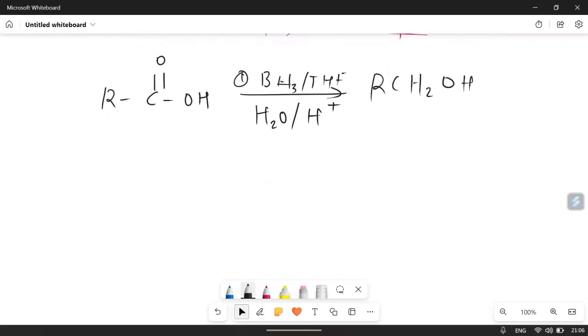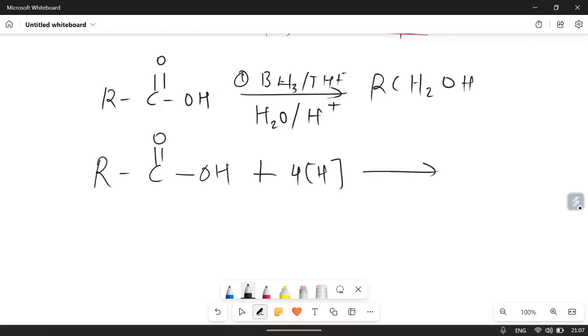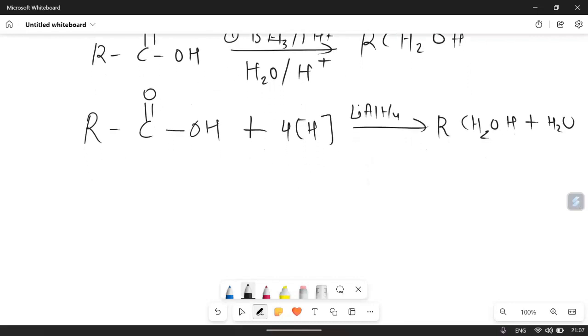Okay, the second method is, we have RC double bond O, OH. In this method we are using LiAlH4, and this will convert it to RCH2OH plus H2O. So this is another method.